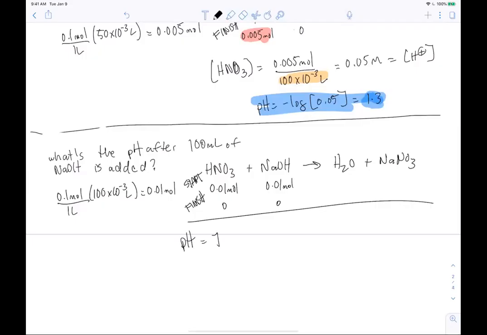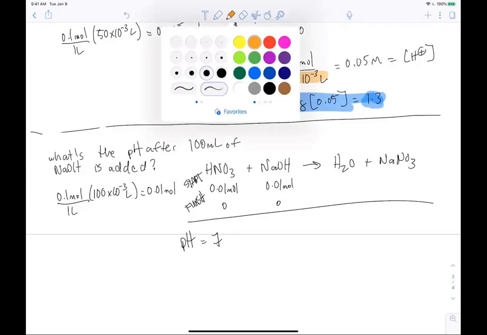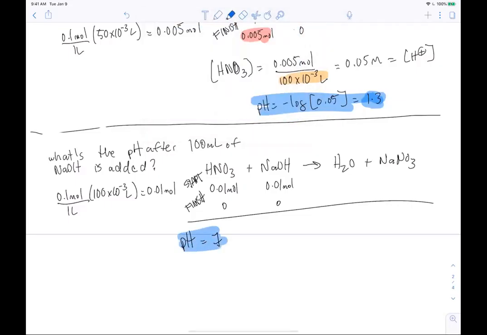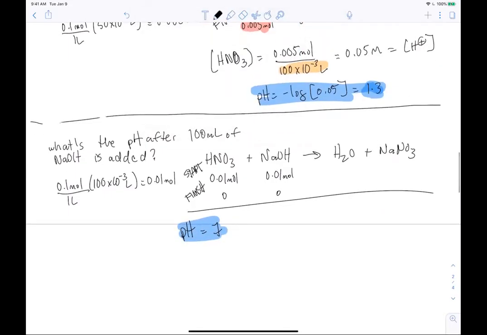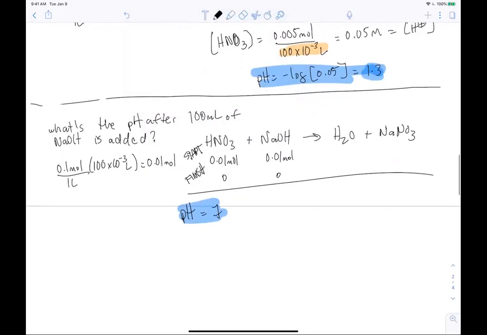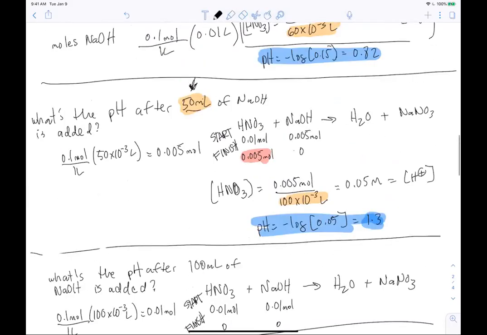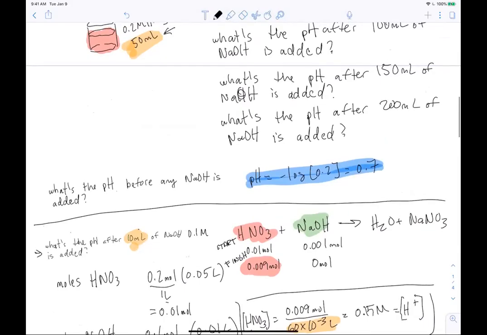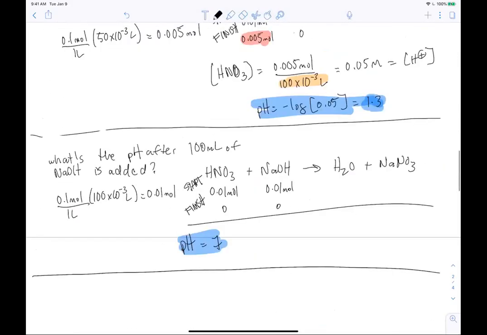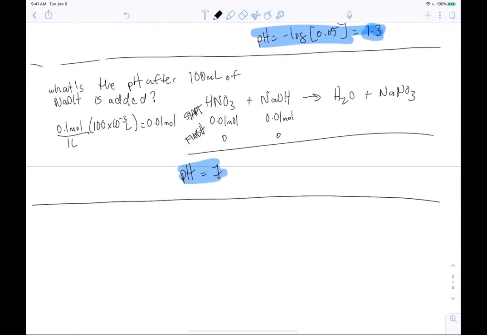So our pH here is just going to be set by whatever the solvent is, which is almost always water in this class. And so it's just 7. So I don't even have to consider anything to do with the volume changes. Let's take a look at what happens after that point. This point here is special. So the equivalence point.